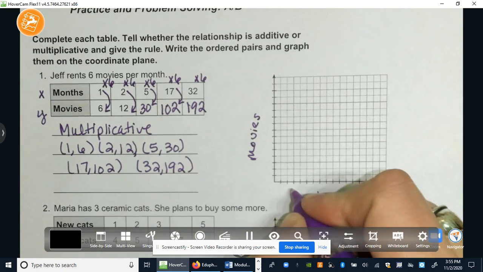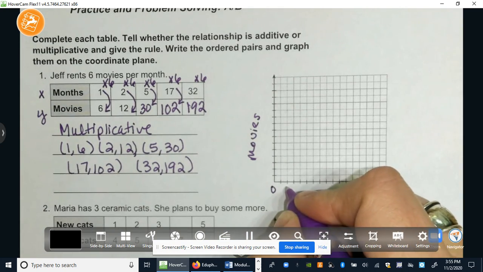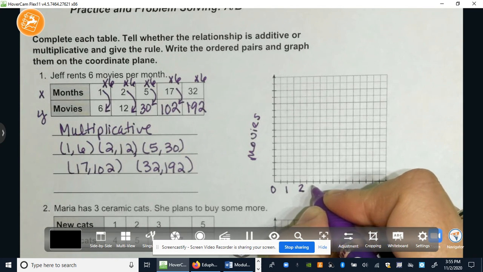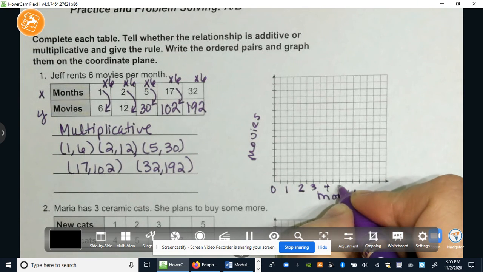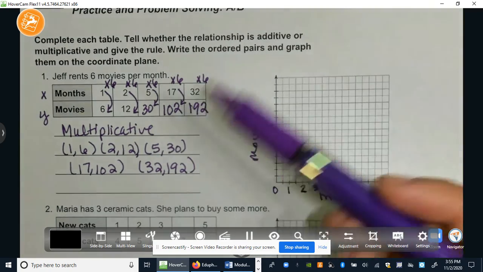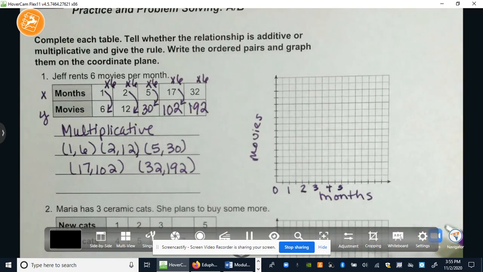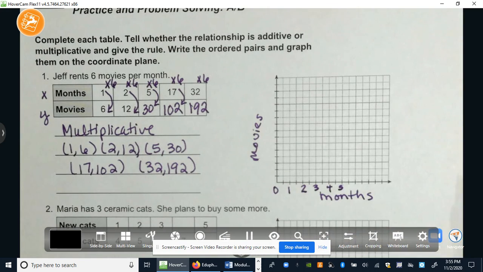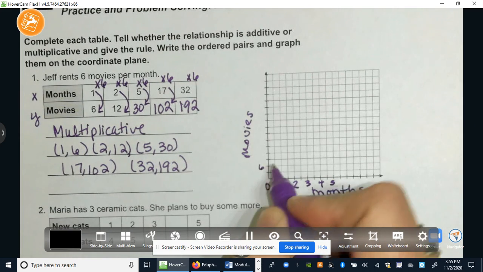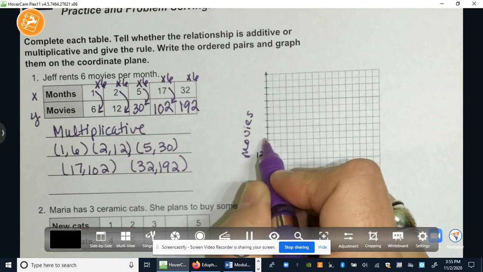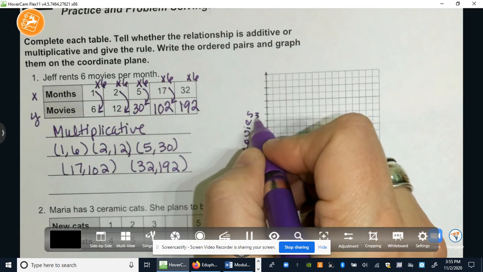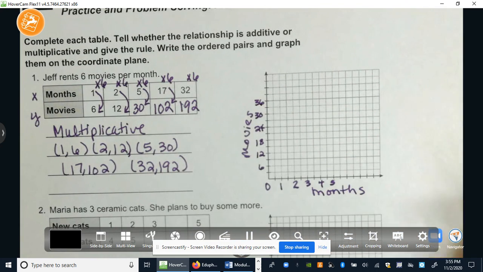So my months, this is going to be 0. I'm going to skip 1, skip 2, skip 3, skip 4, skip 5. Okay. And then because I'm going in units of 6, I'm just going to go in units of 3 going up. So 3, skip 6, skip 12, skip 18, skip 24, skip 30, skip 36.